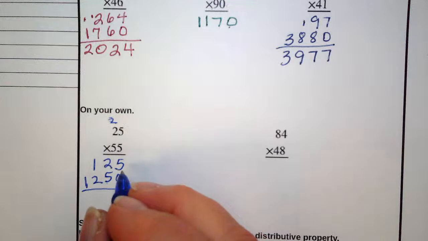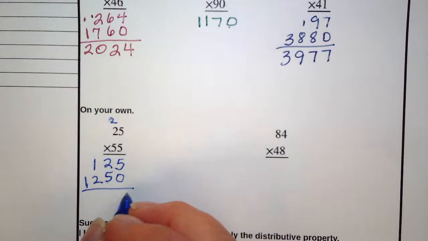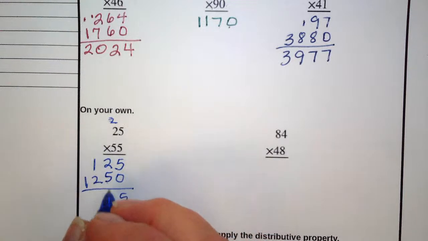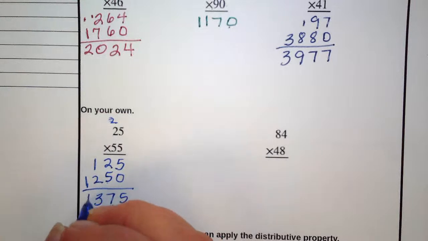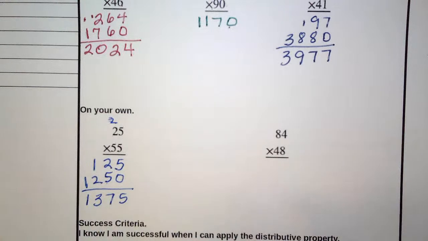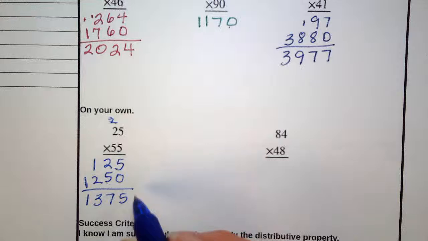Keep those columns straight. 5 plus 0 is 5. 2 plus 5 is 7. 1 plus 2 is 3. Bring the 1 down because there's nothing to add to it. 25 times 55 is 1,375.